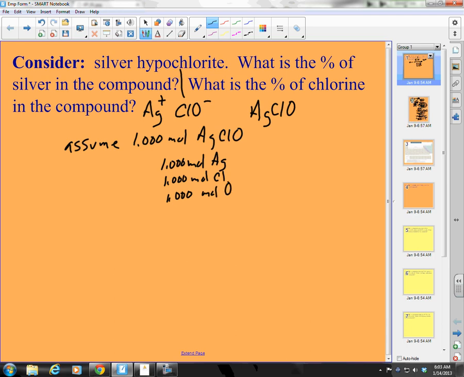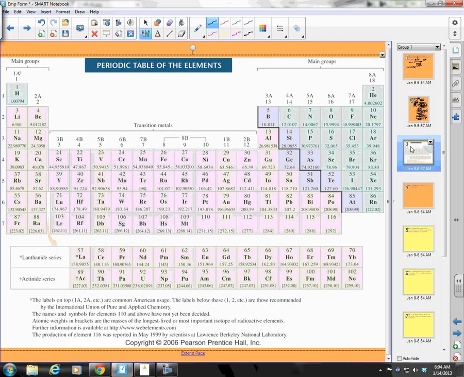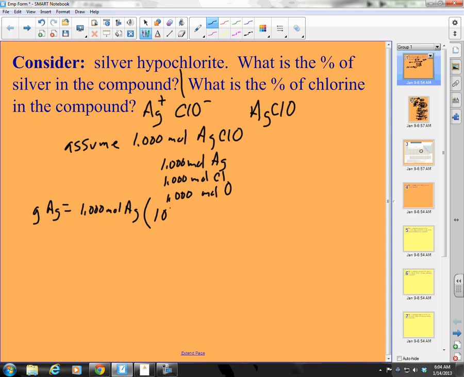Good. Now, let's get grams of silver. How do I get grams of silver? Well, grams of silver is going to be moles of silver times its molar mass. Molar mass of silver, where's silver? How about 107.87? 107.87 grams per mole. And so what do I get? I have 107.87 grams of silver.